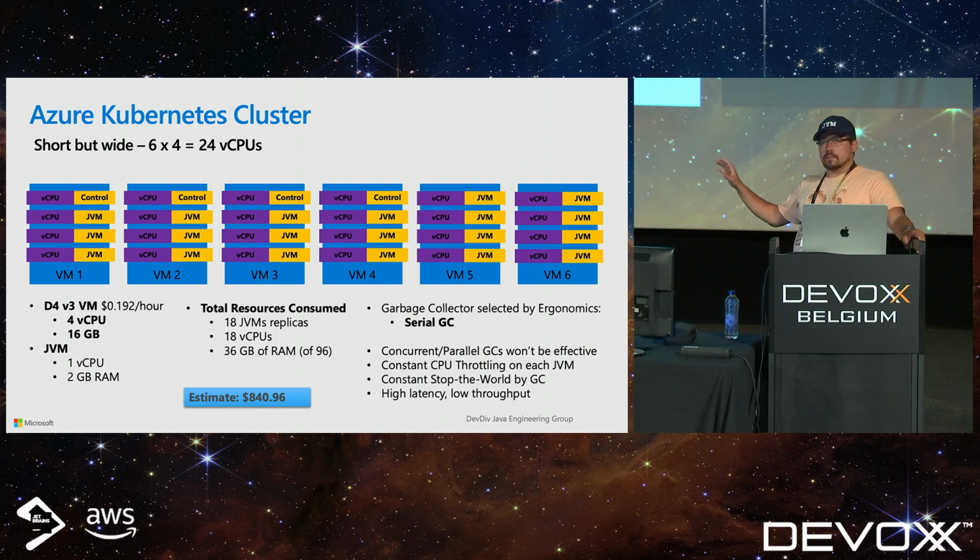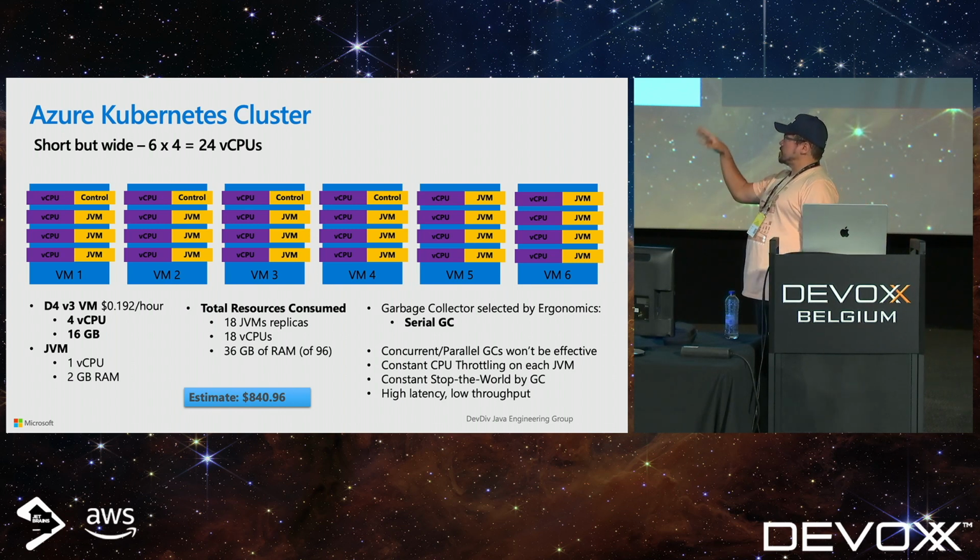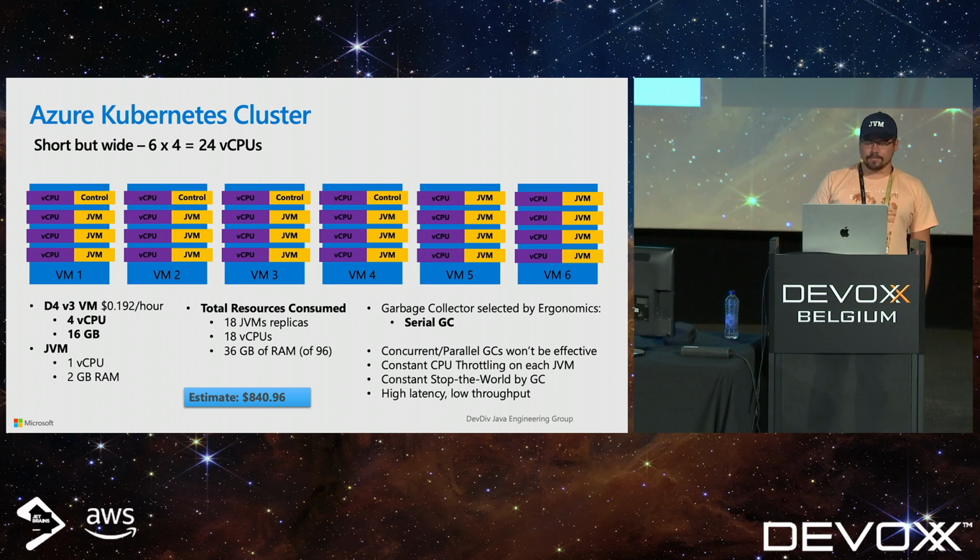The total cost of this cluster, no matter if you are running anything on it or not, just to provision this cluster and have it running, is going to be roughly $840 per month. Not per hour. It's 0.192 dollars per hour per VM. So times 6 times 30, roughly 840. So that's the cost of this cluster.